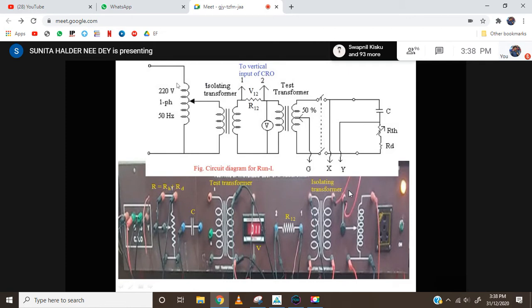Here we have to connect from variac to isolating transformer, then isolating transformer secondary to R12, then from R12 to the primary of the test transformer. From the test transformer there is no secondary connection; the secondary will be open. Now the return path: from the test transformer to the isolating transformer secondary, then from the isolating transformer back to the variac, and the variac input is connected to the source. So this much will be the circuit.